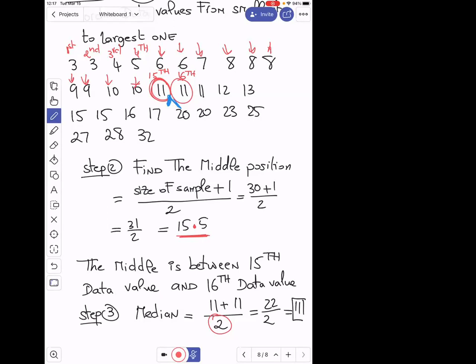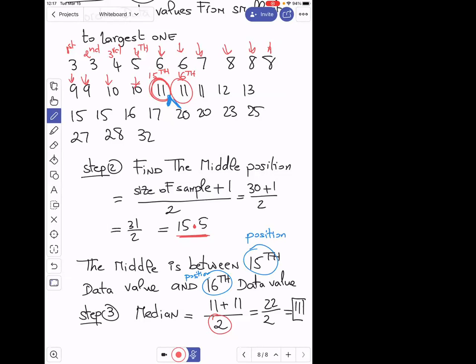It gets confusing because when we see 15, a lot of people may think that's the answer, but 15 is the place where you have to go. That's where he got the 11, because it says 15.5. So that's between the 15th and 16th, and that's the position. That's not the answer. That's not your median. That's the position of the center, or the middle of your data values. All right, guys.